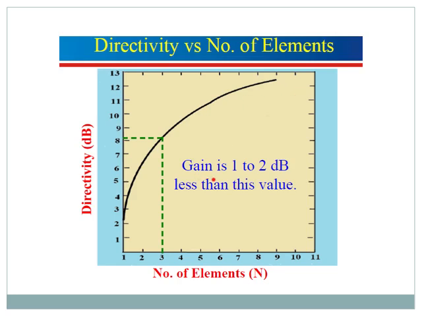And as you can see here, the gain is 1 to 2 dB less than this value. When I cross this value, that is the standard representation taken with 3 elements, meaning just one director, one driven element, and one reflector, we get a directivity in the range of 8. As it is increased further, there is only a slight increase of 1 dB in the directivity.